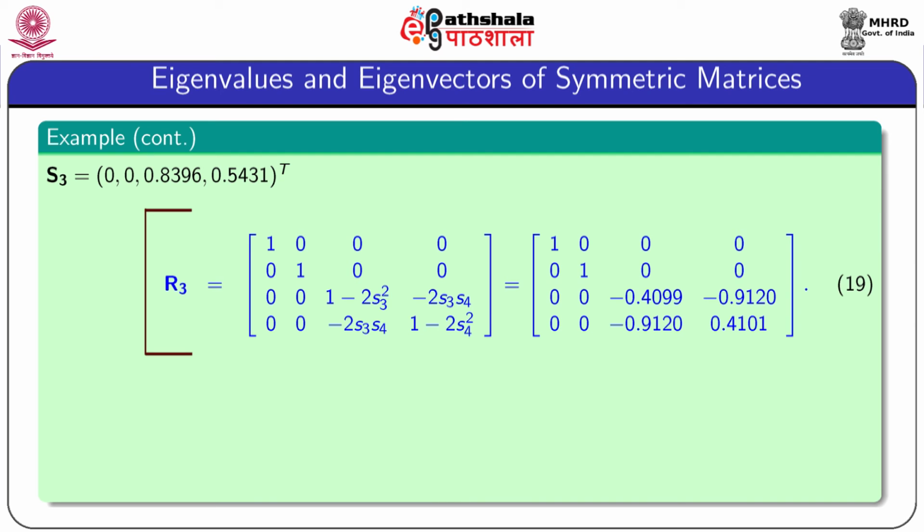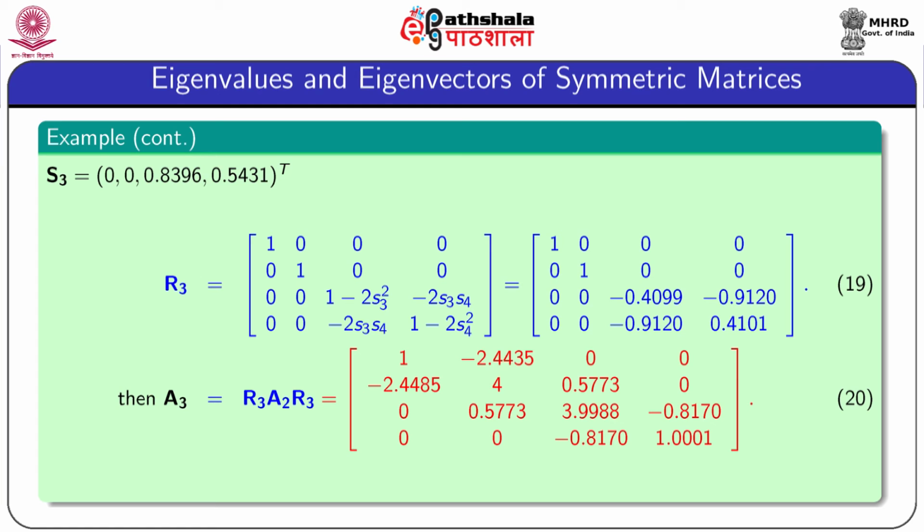Note that the first two rows and first two columns are 0 except the diagonal elements. Then the matrix A3 equals R3 into A2 into R3. After simplification, this matrix is given by equation number 20. Note that the matrix A3 is a tridiagonal matrix. This is the required real symmetric tridiagonal matrix.